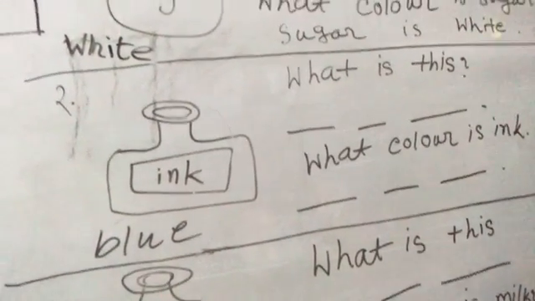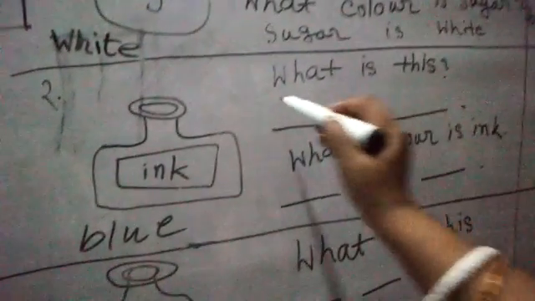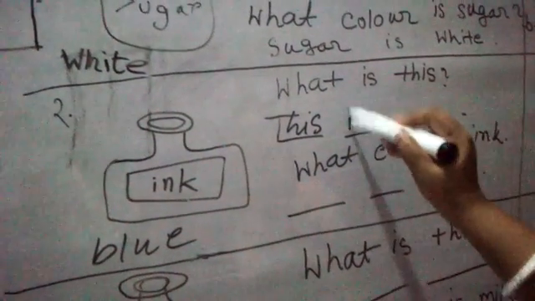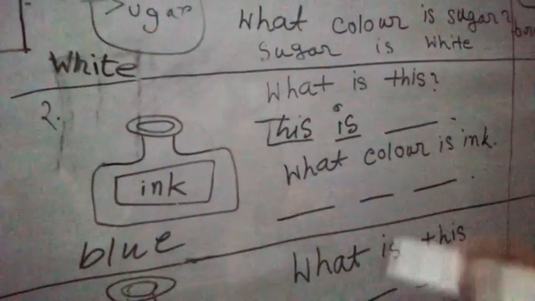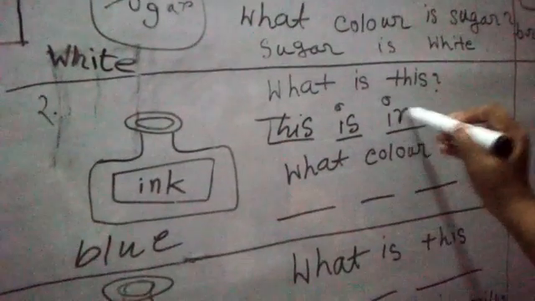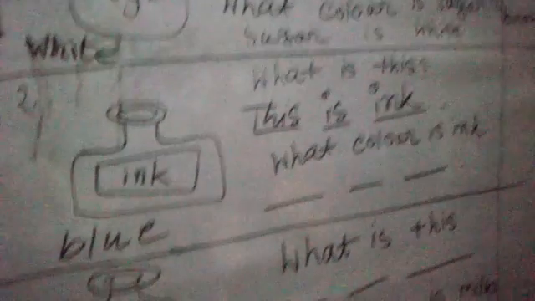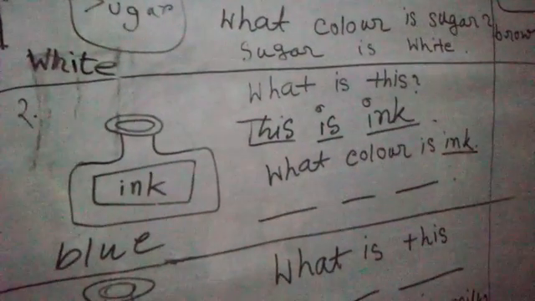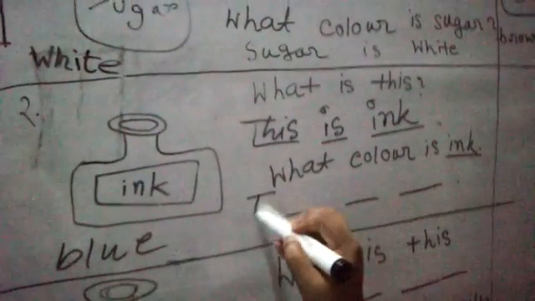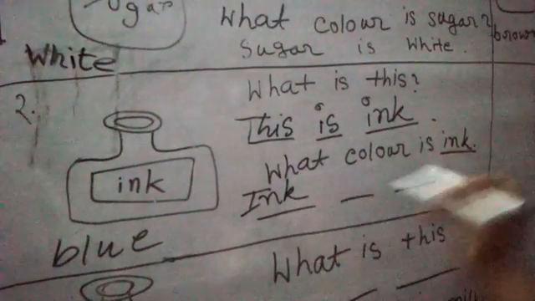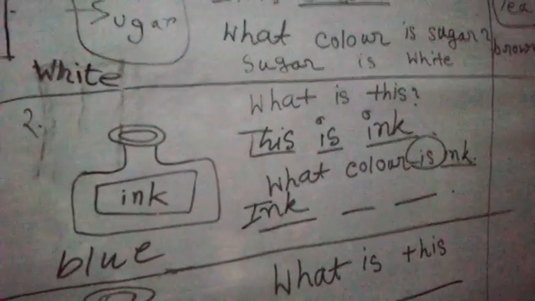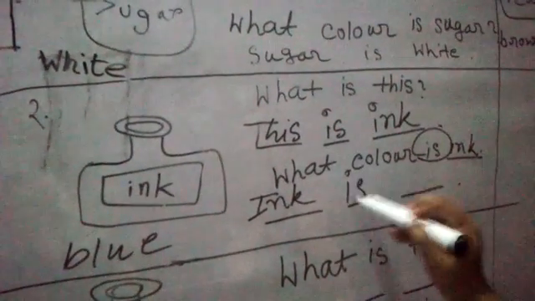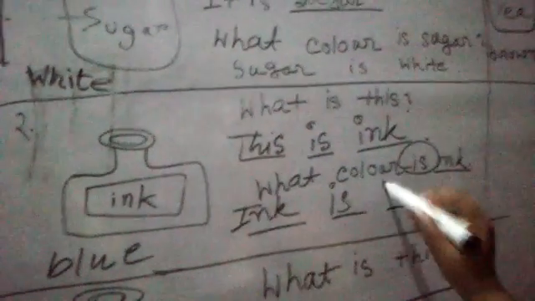Okay, so what is this? This is ink, INK. What color is ink? First, you have to bring the ink at the very front. So ink will be the subject, ink. And then what should we put? We have to put an auxiliary verb, and the auxiliary verb is "is". Ink is what? Ink is blue.